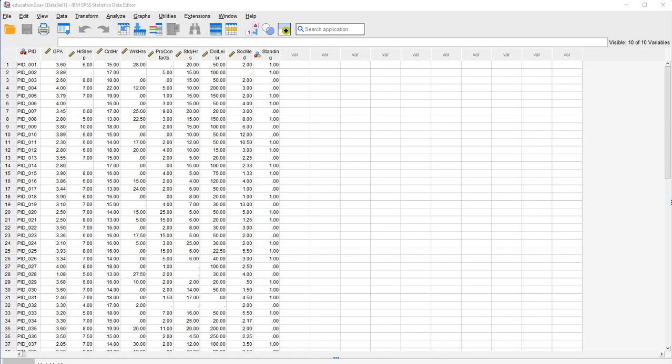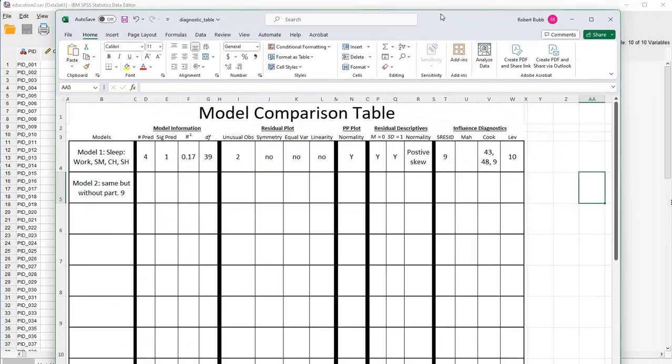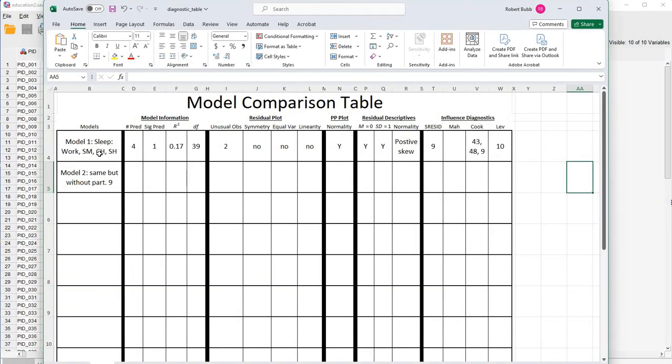So if you remember correctly, and I'll pull up the table here. If you remember, we had that first model here, and we went through and we looked at the different diagnostics, including the model information. And so we had four predictors. One of them appeared to be significant in our output. We looked at our R-squared value. About 17% of the variance in our sleep was accounted for by our predictors.